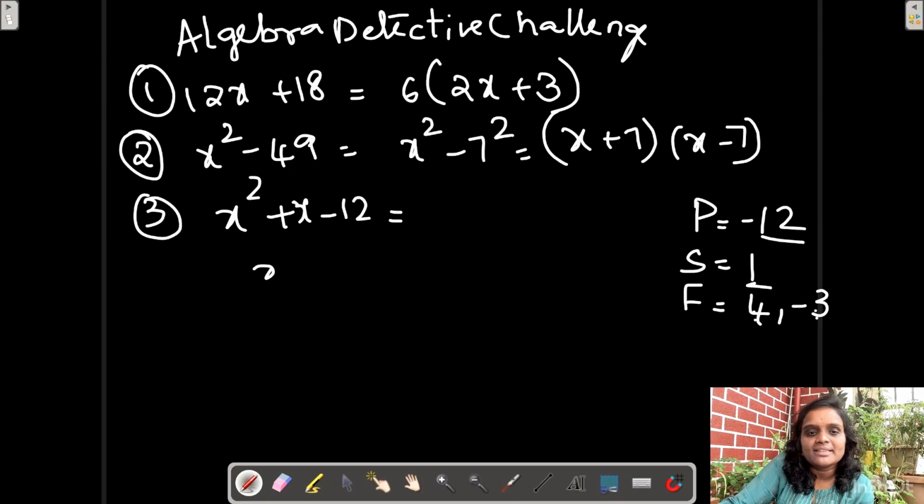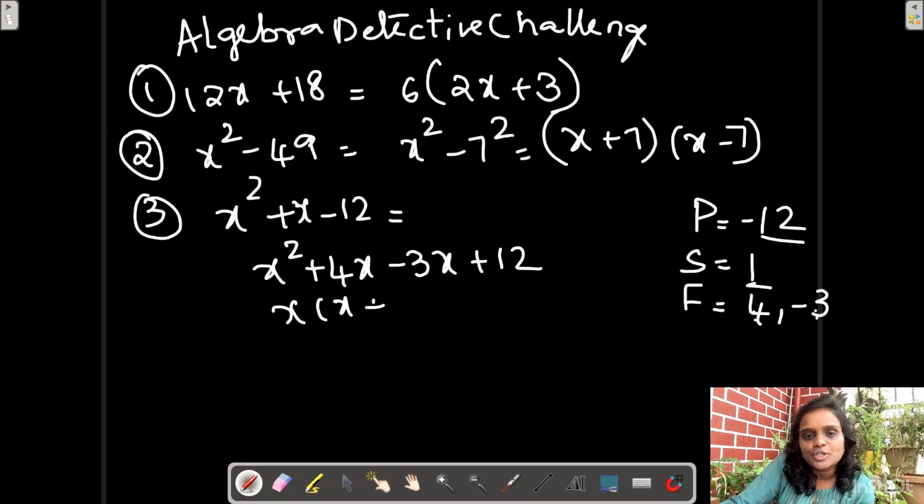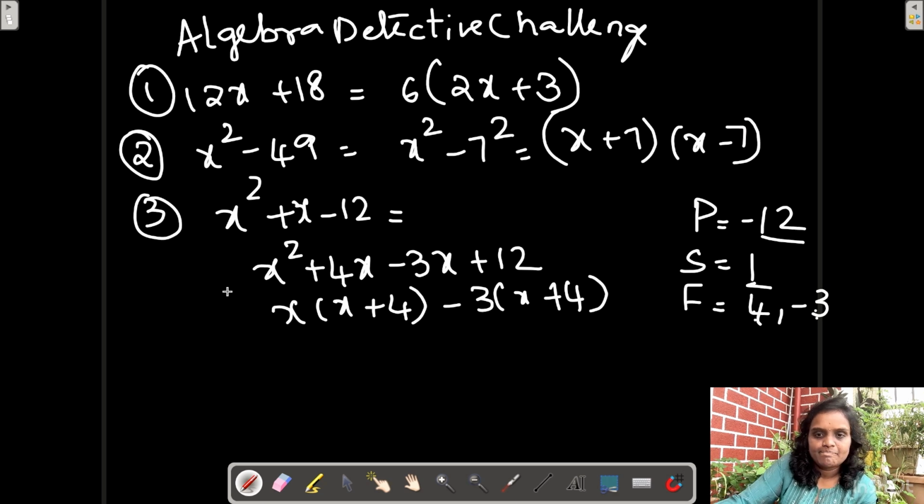Now split the middle term. x square plus 4x minus 3x minus 12. So that is nothing but x into x plus 4 minus 3 into x plus 4. So what is left out here? x plus 4 into x minus 3.